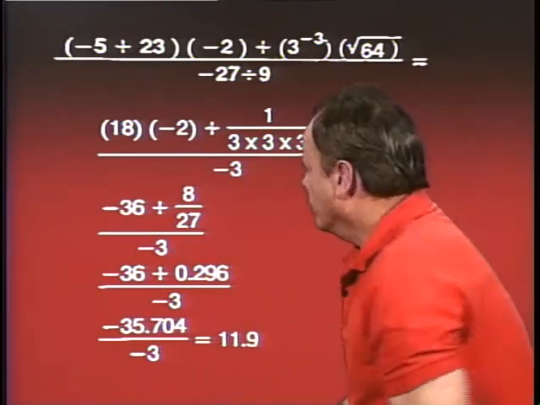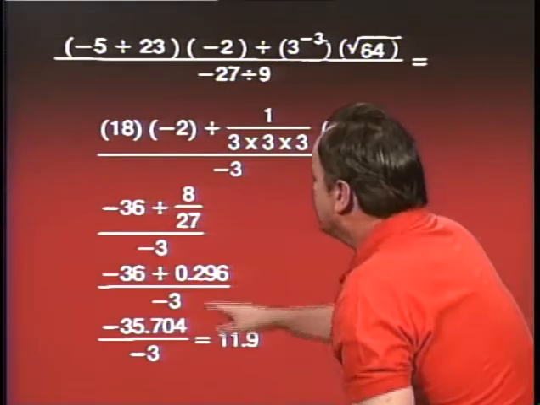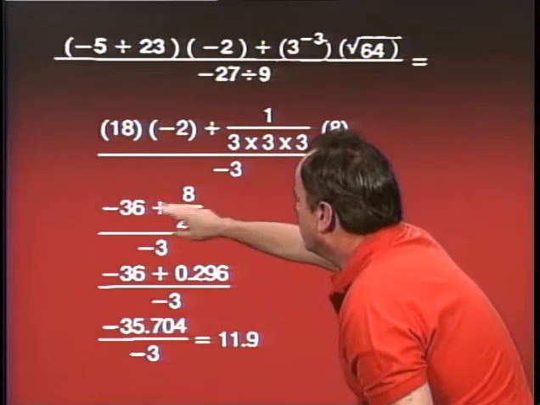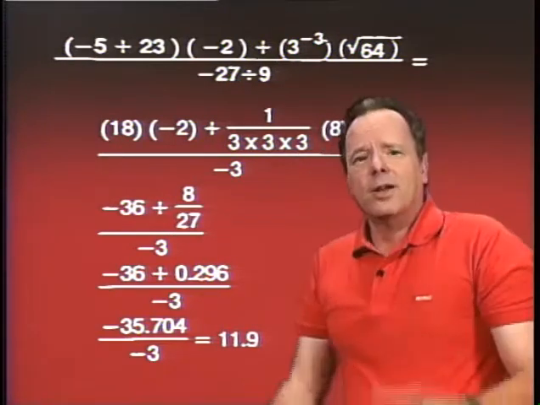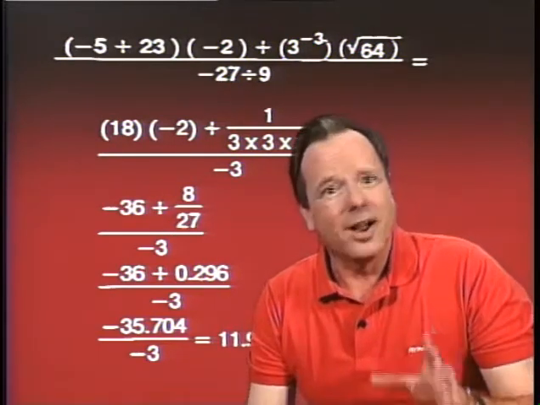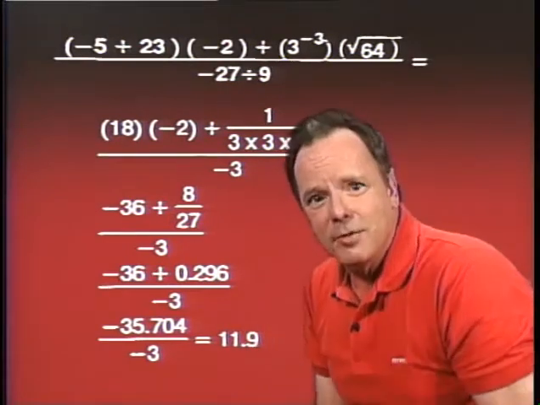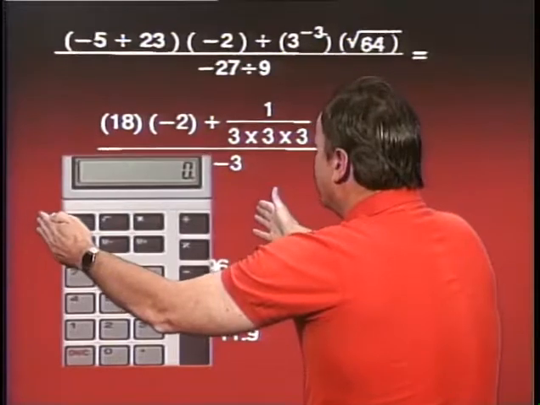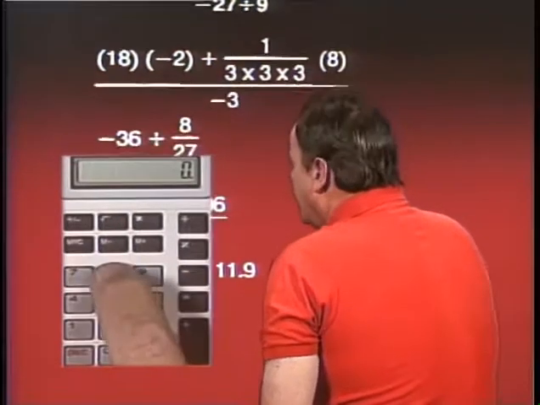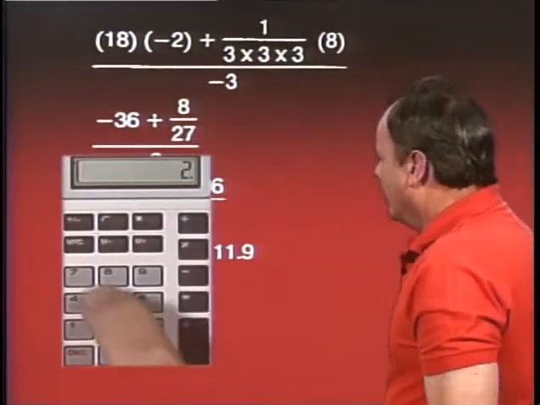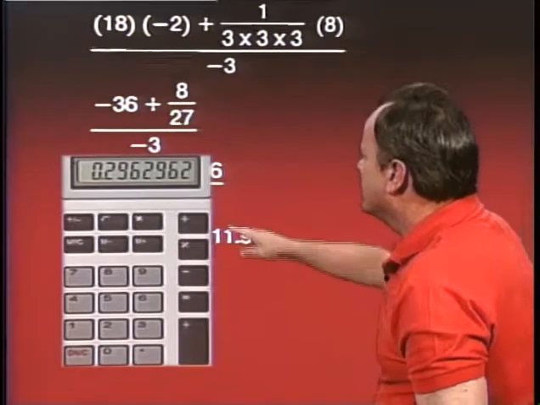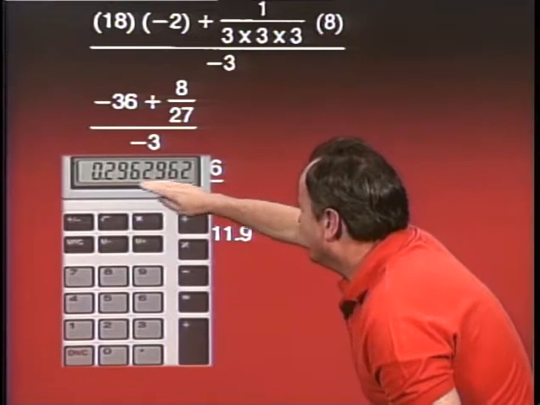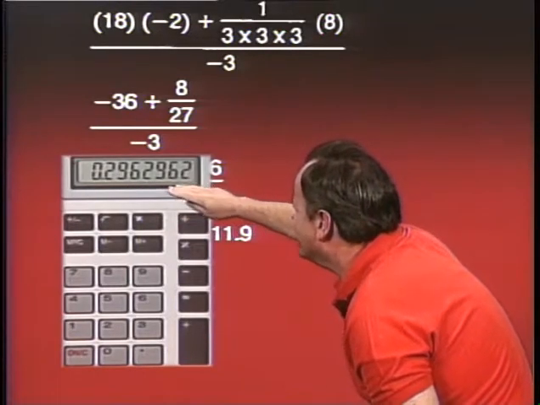Now, all we have to do at this point is go down another step. It's minus 36, and it's going to be plus 8 divided by 27. Hold the phone. I'm stopped right there. I can't do 8 divided by 27 in my head, so let's whip out the trusty old magic electronic calculator, and let's key in 8 divided by 27. And when you do that, you get an answer of 0.2962.